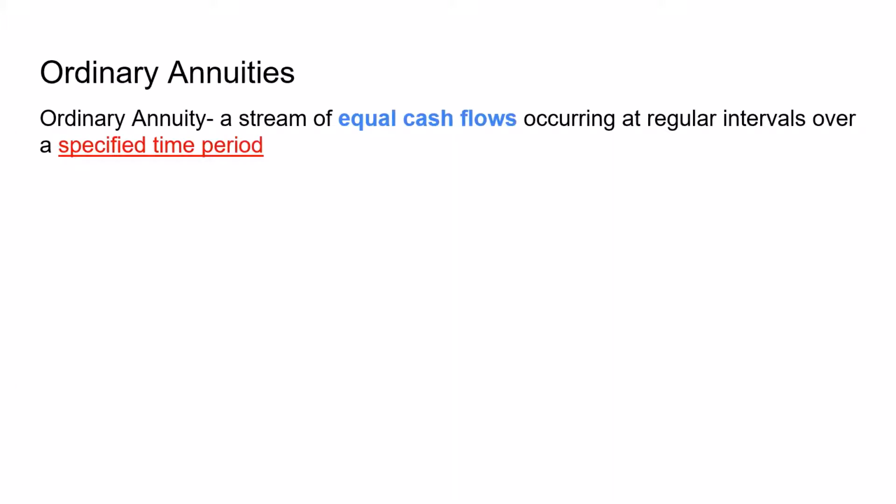So let's start off with ordinary annuities. An ordinary annuity is a stream of equal cash flows occurring at regular intervals over a specified time period. The key thing to remember is that ordinary annuities have equal cash flows, which is bolded and also in blue, and they go on for a set time period, which is underlined and written in red. The underlined red is how we can differentiate annuities from perpetuities, and the bolded blue is how we can differentiate ordinary annuities from growing annuities. This differentiation will make more sense as we progress through the video.